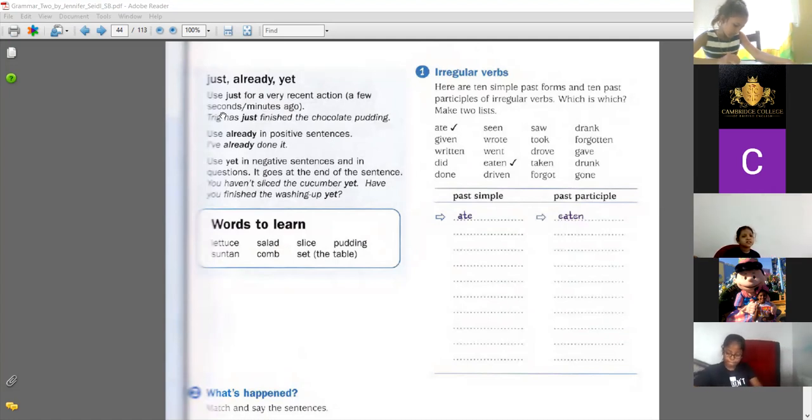Next one, use already in positive sentences. We say it when we have finished that task. I have already done it. I plus has or have plus already plus the past participle of the verb. Positive sentences mean there is no word not in them. If the word not is there, it becomes a negative sentence. Okay, then highlight: use already in positive sentences.